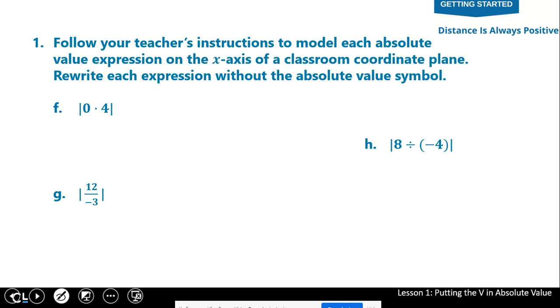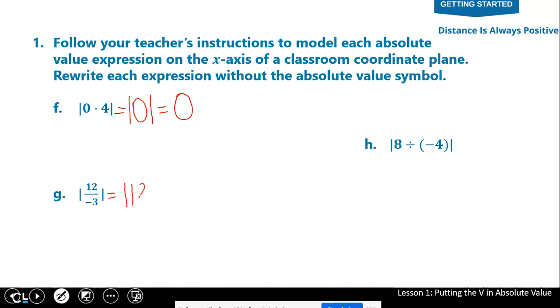Continuing on, just continue to solve whatever is inside your absolute value bars until you are down to one number. So for F, what is anything times 0? It is the absolute value of 0 in this case, because 0 times 4 is 0, and the absolute value of 0 is 0. We are measuring a distance away from 0. So 0 is 0 distance away from 0. It didn't go anywhere.